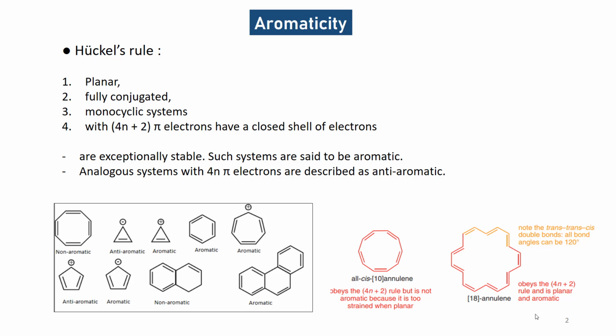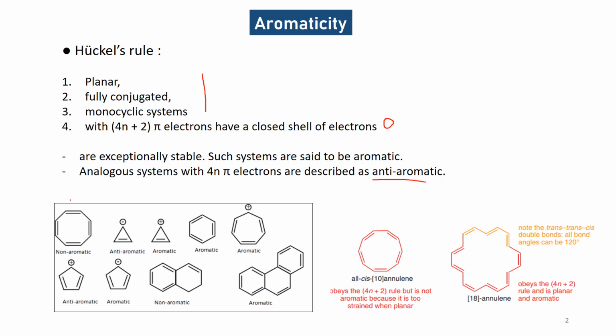And if any compound has all these three features except this last one, that is called anti-aromatic. That is, if a compound has a 4n pi electron system with these three features, we call it an anti-aromatic system. Here I have shown some examples.